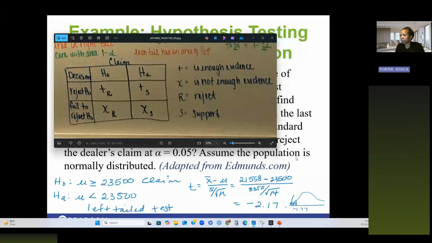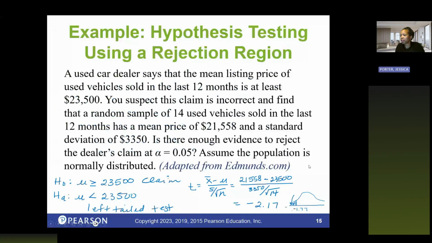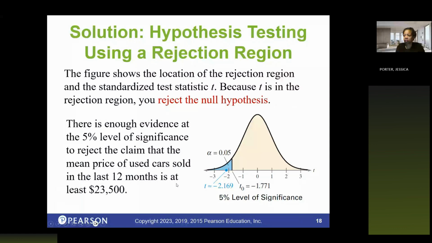And what is the claim? That the mean listing price of used vehicles sold in the last 12 months is at least $23,500. So we kind of went from top to bottom with that one. There is enough evidence to reject the claim.